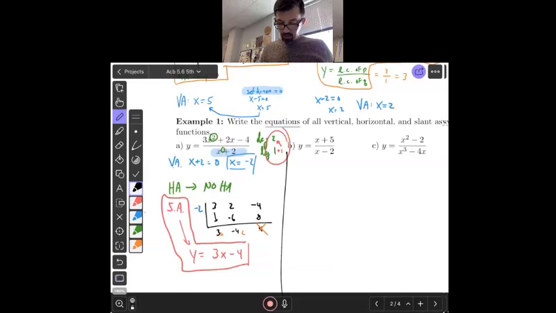This next one's really easy. So find that VA, look at the denominator, set it equal to 0. So that'd just be x equals 2. For the HA, you look at the degree. So here our degree is 1. Here our degree is 1.